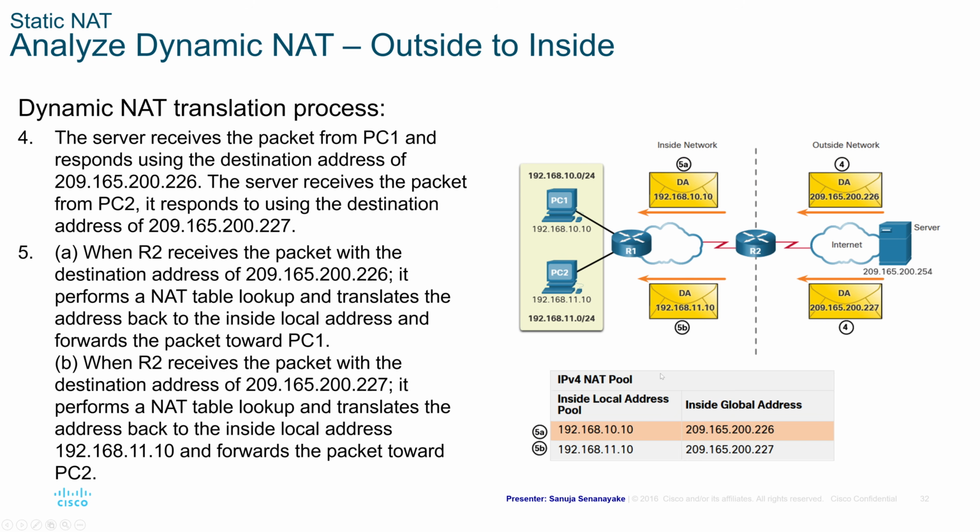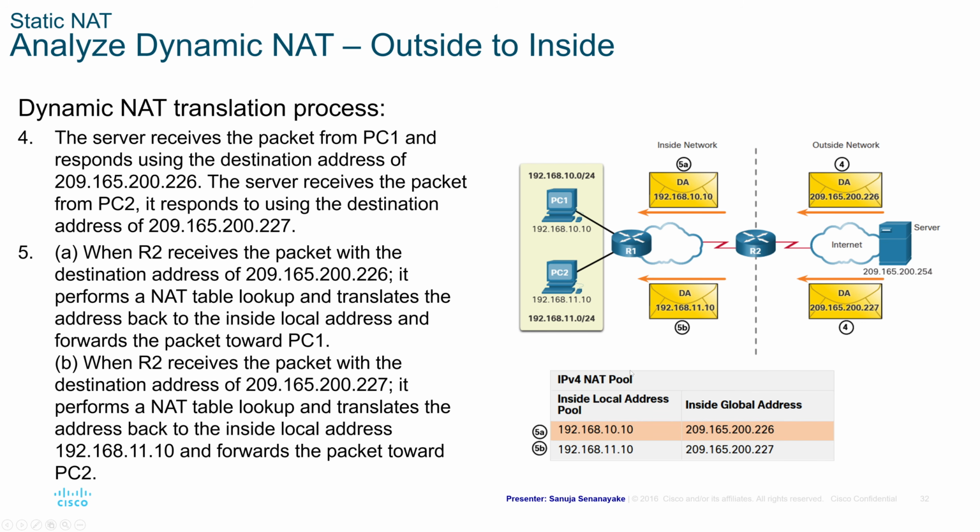The next thing is the server receives the packet from PC1. After the table has been created and the inside global IP address has been assigned, the server receives the packet from PC1 and responds using the destination address of 209.165.200.226, because that is the one assigned during the NAT process on R2. The server receives the packet from PC2. It responds to the request using the destination address of 209.165.200.227, because it is PC2 that is requesting the connection. So basically, when the server receives information from PC1, it goes with this IP address. When the server receives from PC2, it goes with this IP address. Why?